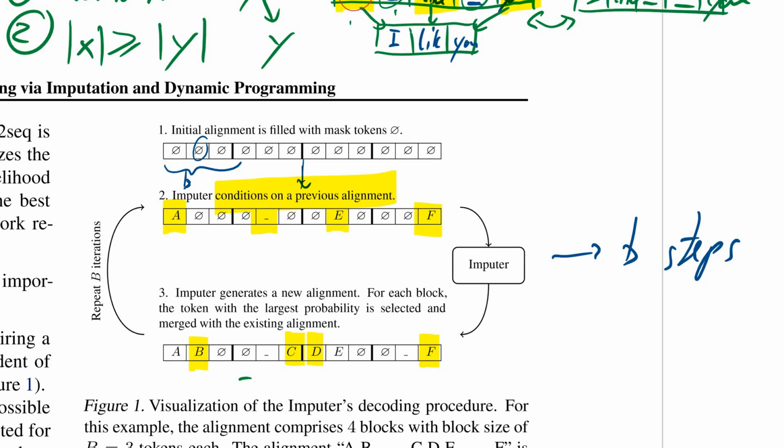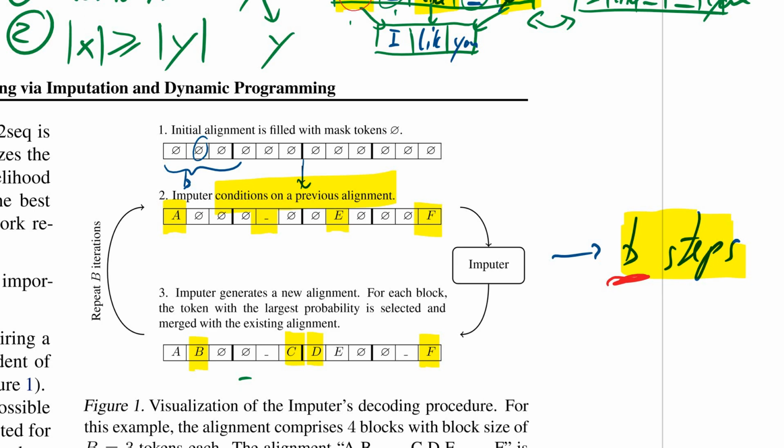And this is pretty cool because b is the block size. So this is independent of the sequence length. So it is able to compute this alignment and output in a constant number of steps, right? So by modulating this b, you're now able to trade off speed versus, let's say, performance in the imputer. And this is pretty cool.